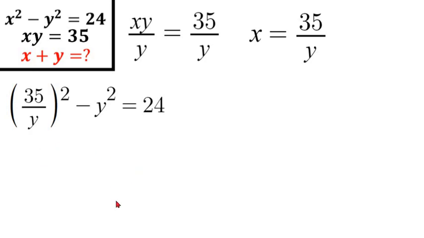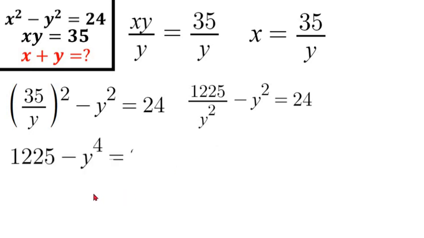But let's solve for this. So we would have 1,225 over y² minus y² is equal to 24. Now if we multiply both sides of this equation by y², the y² in the denominator would cancel. The y² here would turn into y to the power 4, and then we have 24y². If you're not tracking, please pause and look at it, but we're just multiplying the whole equation by y².